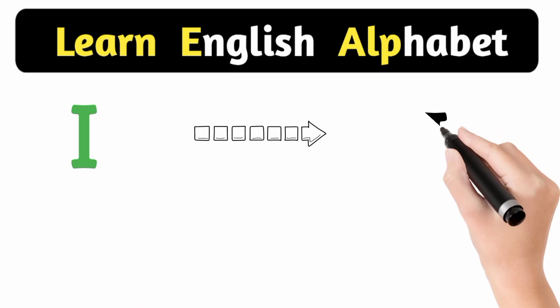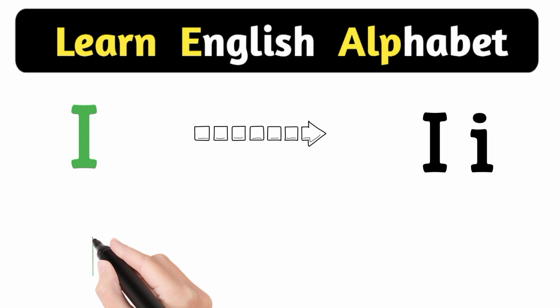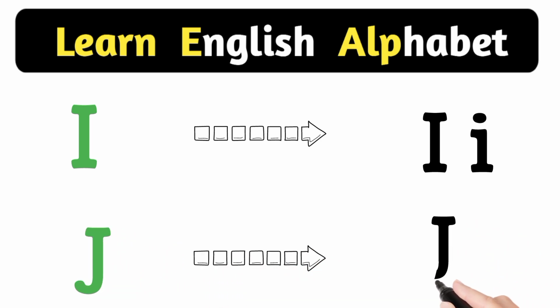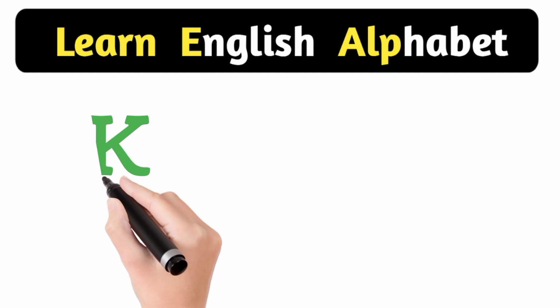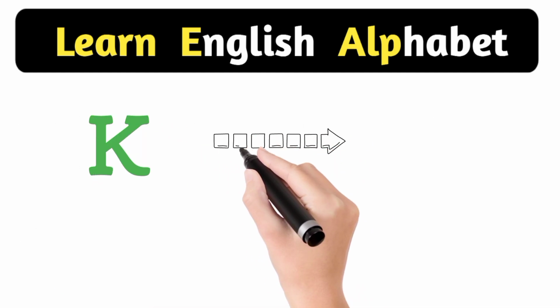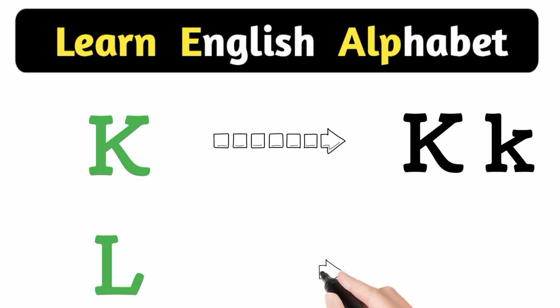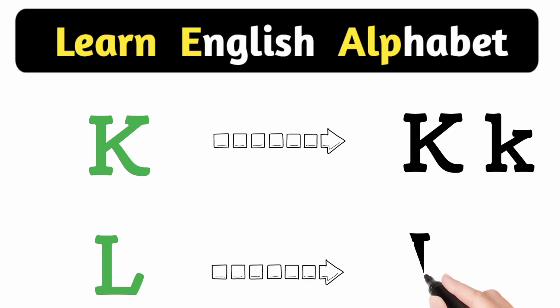I. This is I. I is written like this. J. This is J. J is written like this. K. This is K. K is written like this. L. This is L. L is written like this.